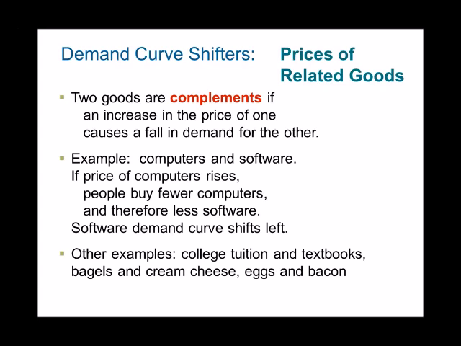So demand for cream cheese is going to decrease. Same idea goes with eggs and bacon. These products go well together. So if the price of one goes up, the demand for the other one will go down, or will decrease.